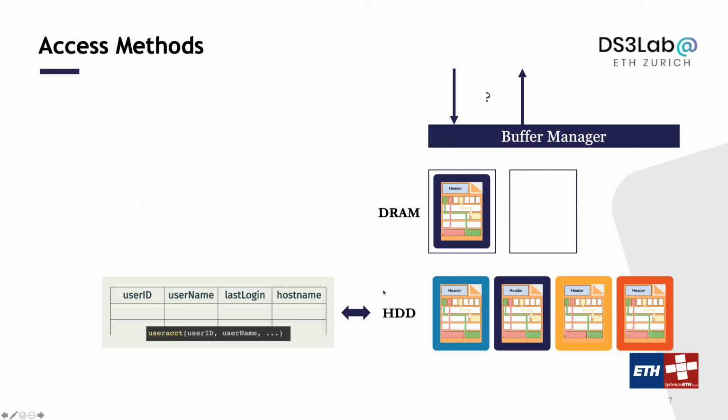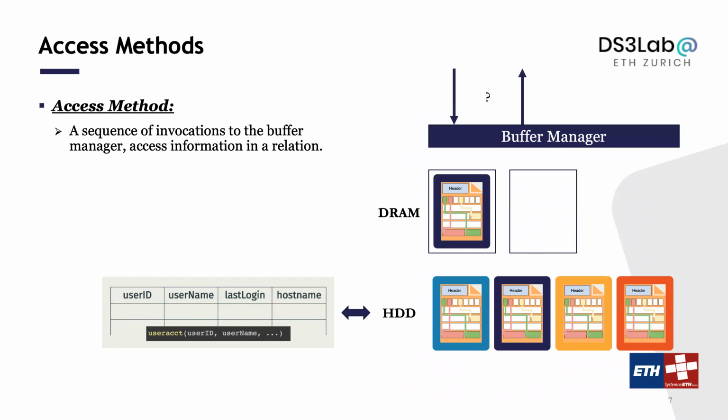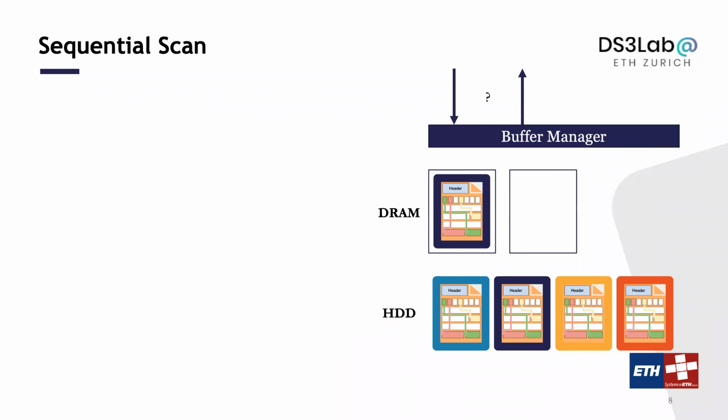Okay. So essentially, when you have your relation, right, you're going to reflect that on your hard drive as a collection of pages. And through buffer manager, I have the illusion that all these pages are in my main memory. And to implement some access method, essentially you need to have a sequence of invocations to the buffer manager, and then you write your access information in your relation. And then that's how you implement an access method.